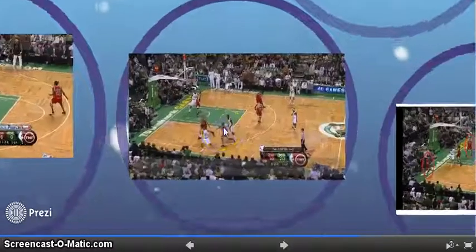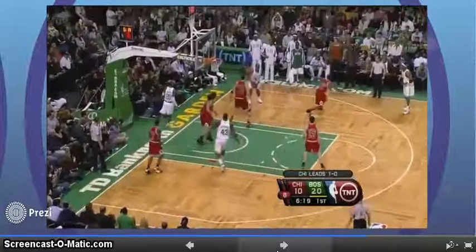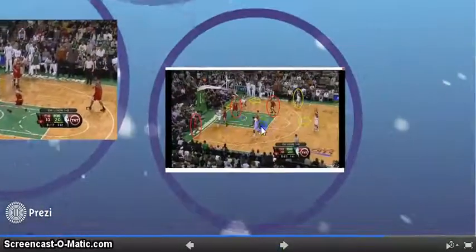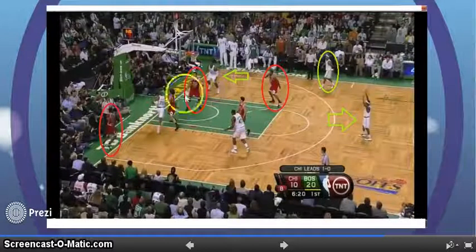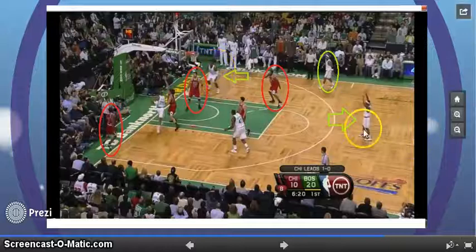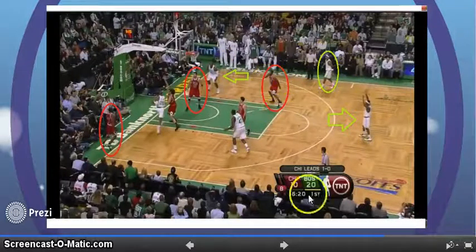Next up is another clip that shows how a good shot was created. Right here, you can see how him driving to the basket has collapsed the defense again and has left the defender needing to help, leaving him wide open. Also, it leaves 2 guys on the top open, because they're all attracted to the ball.